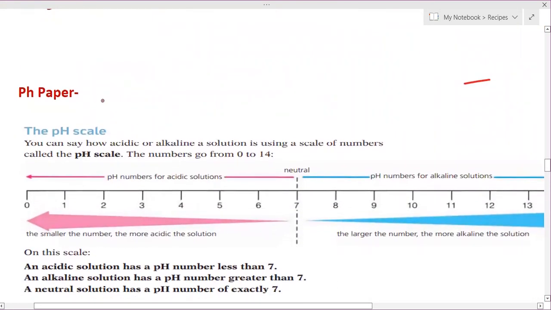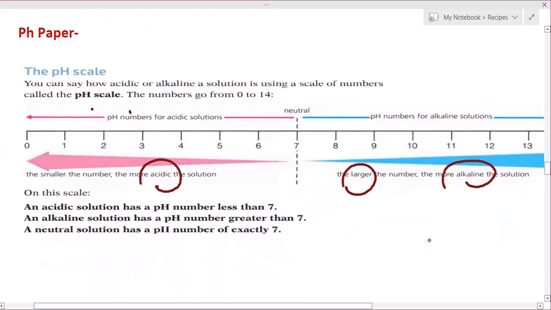We can use pH paper to identify whether a substance is acidic or basic, right? So this is the pH scale. See, the smaller the number on the pH scale, the more acidic the solution. Similarly, the larger the number on the pH scale, the more alkaline the solution. On this scale, if the number is less than 7, it means solution is acidic. If the number is more than 7, it means solution is basic. A neutral solution has a pH number exactly 7.